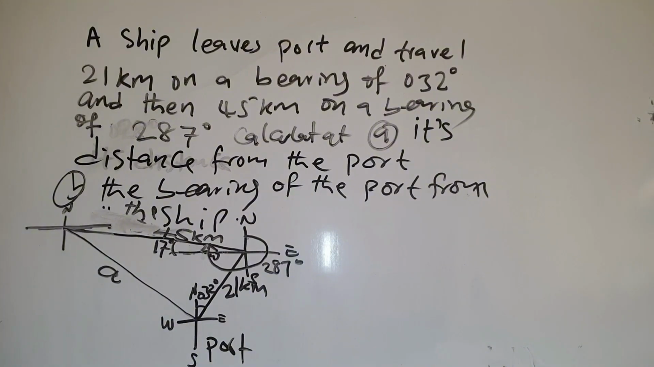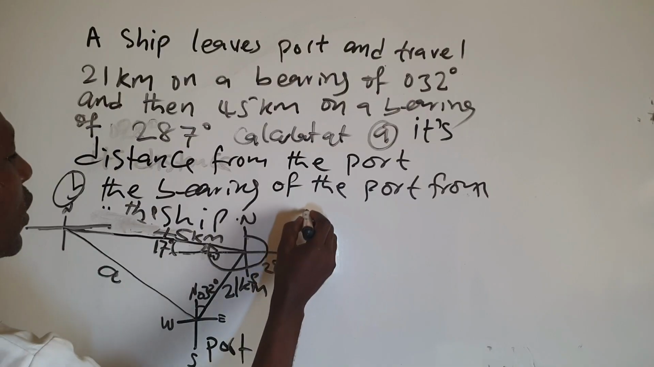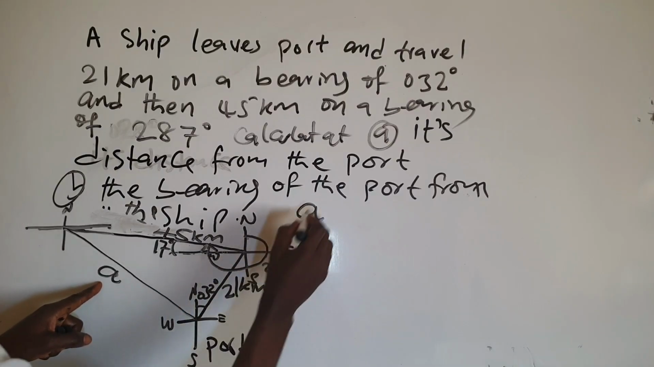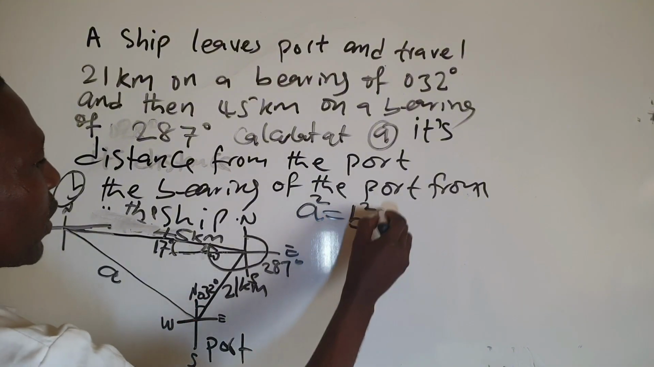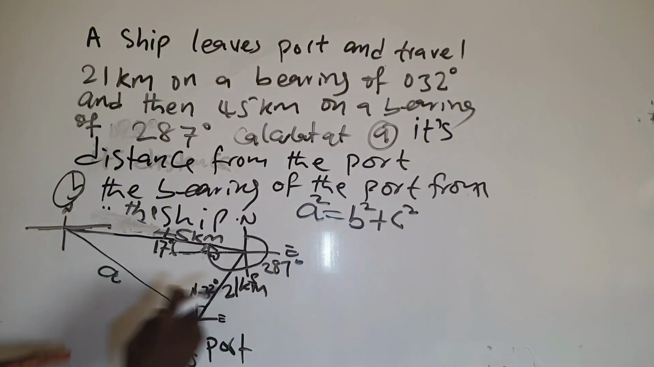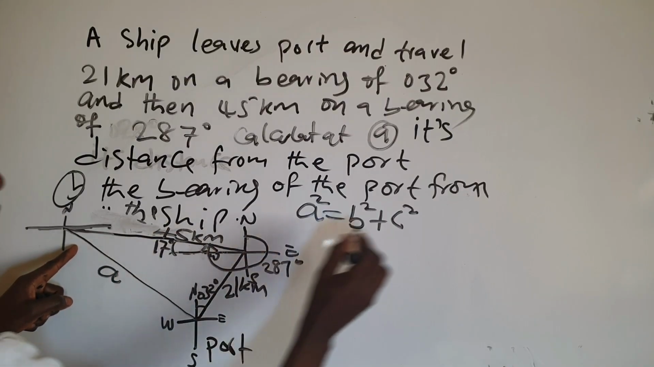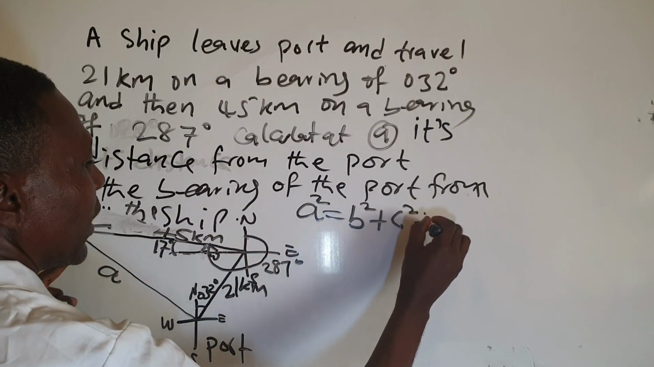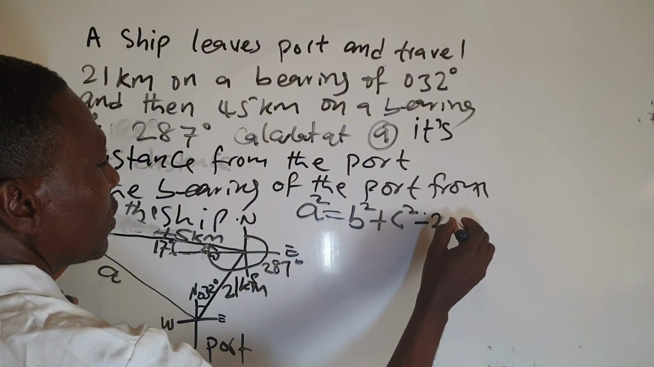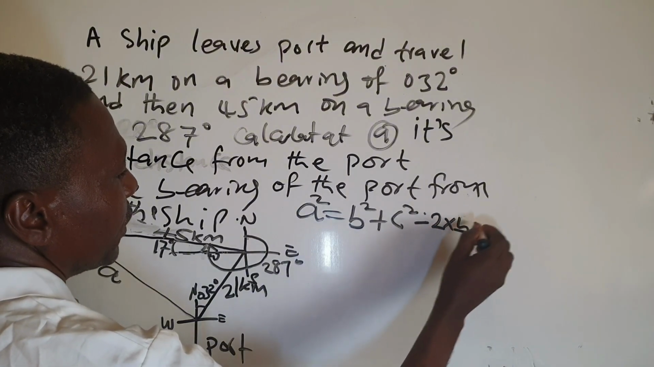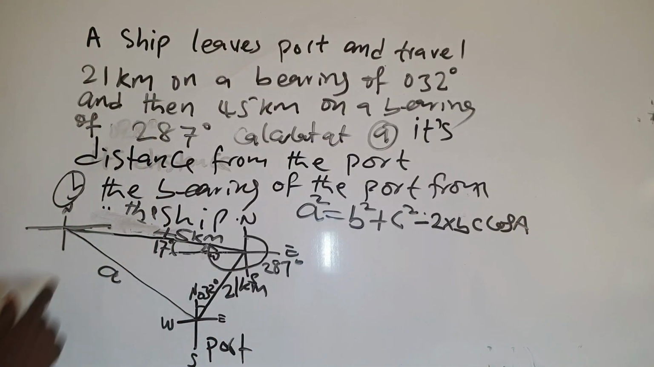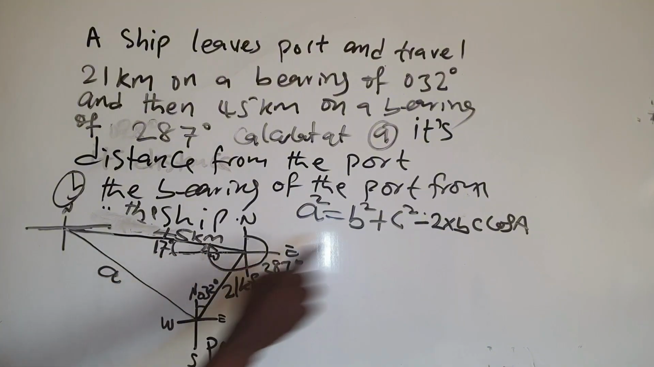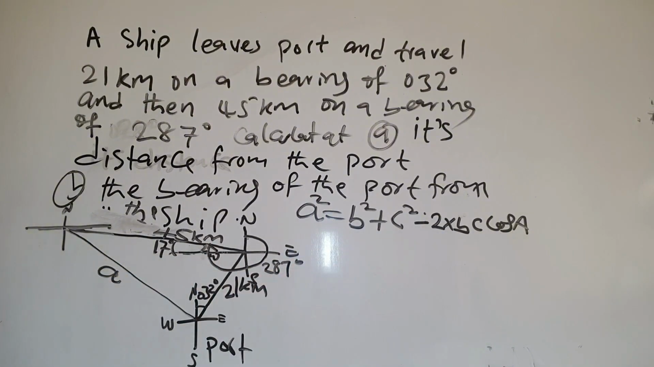Remember that we will use our cosine rule, which says that A, which is this side we are looking for, squared, is equal to the addition of the other two sides, B squared plus C squared, minus 2BC cos A, cos of the angle opposite to this side. Look at the angle opposite to this side; that is what we will put here.